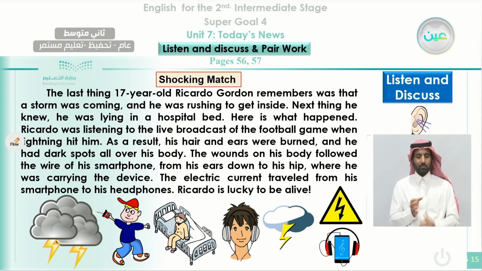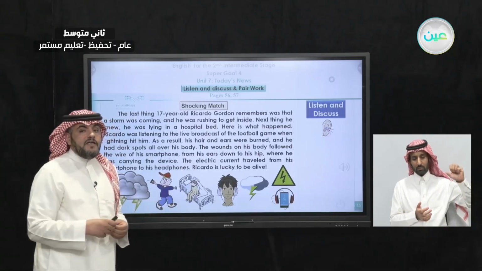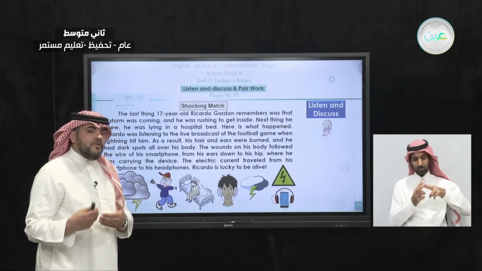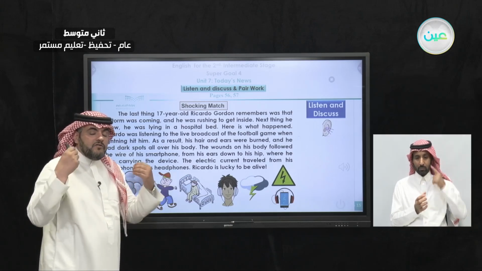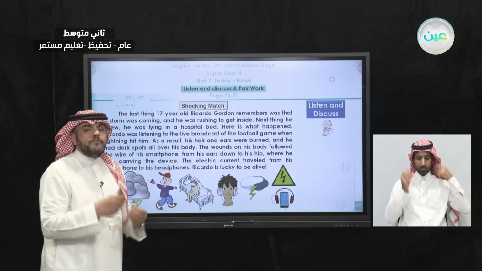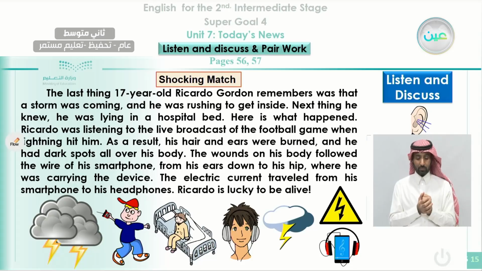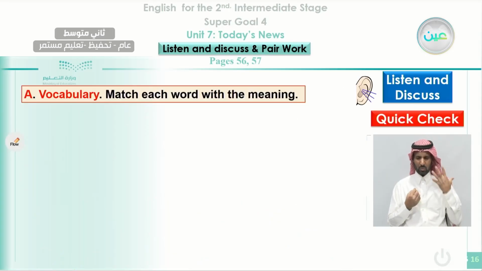Okay, so as we find out in the last sentence here, Ricardo was lucky to be alive because he was hit by lightning when there was a storm, and the lightning went through the mobile and through the wires of the cell phone to the headphones. Now let's answer the questions that we started with.